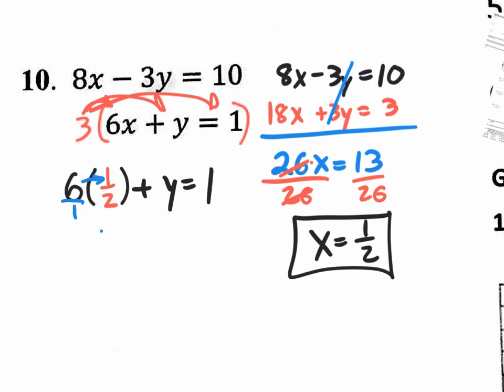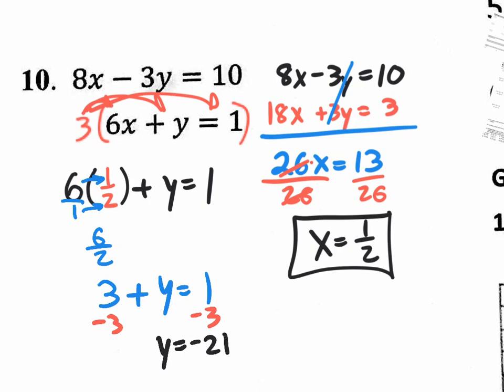6 times 1 is 6. 1 times 2 is 2. 6 divided by 2 is 3. We all know, or should know, that half of 6 is 3. So we're going to rewrite this equation. 3 plus y equals 1. So you subtract 3 on both sides, and you end up with y equals -2.